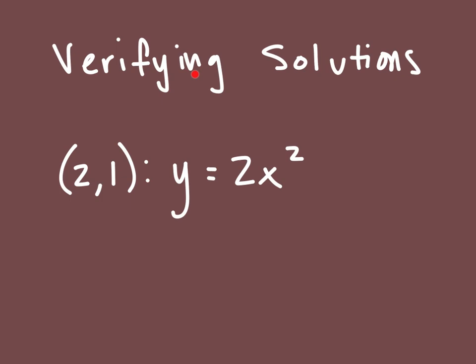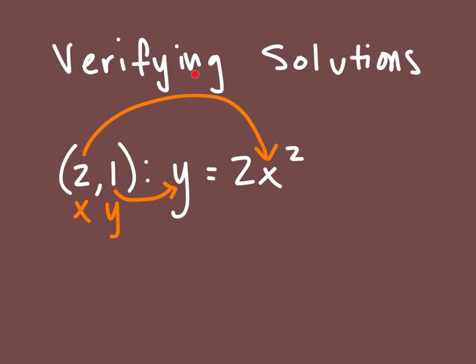Now, what we are being asked to do is to determine whether the ordered pair is a solution to the equation. When I look at this ordered pair, 2 comma 1, what this means is that my x value is 2 and my y value is 1. And we're going to substitute these values into their respective spot in the equation, do the math, and determine whether we have a true statement.